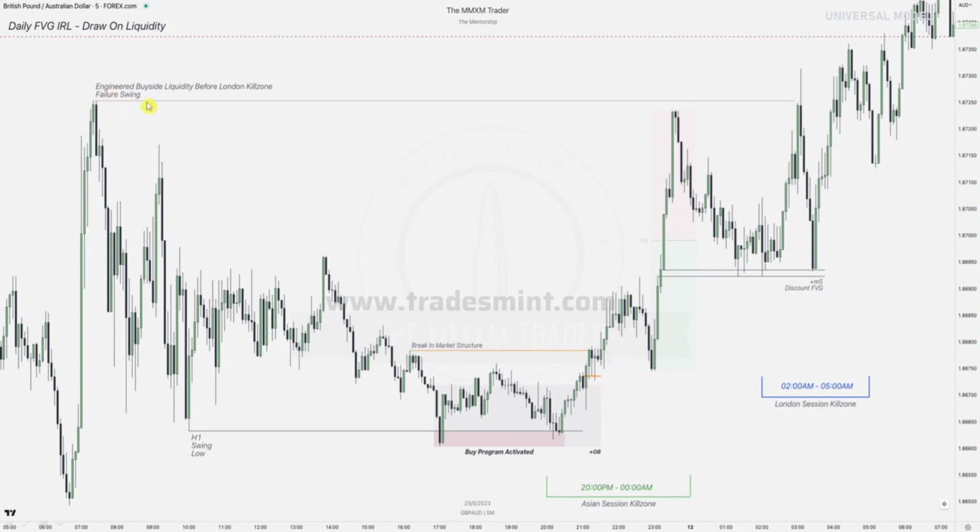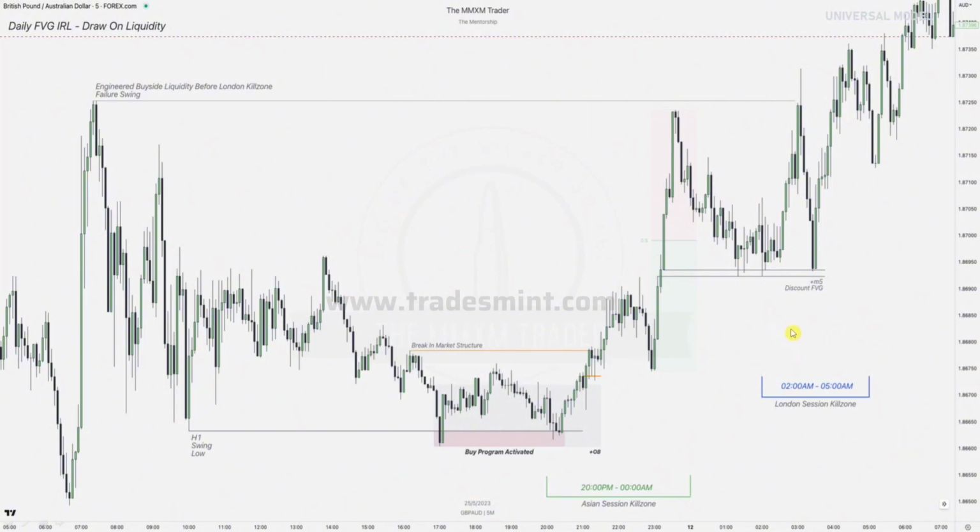We still have that engineered buy side liquidity, right? Because we had that failure swing up here, right? Because this high is still not taken out. So price goes back down, back into discount, right? Because from this premium high to this discount low, we wait for price to get in our discount levels, which is over here. We've got this beautiful 5-minute fair value gap in discount.